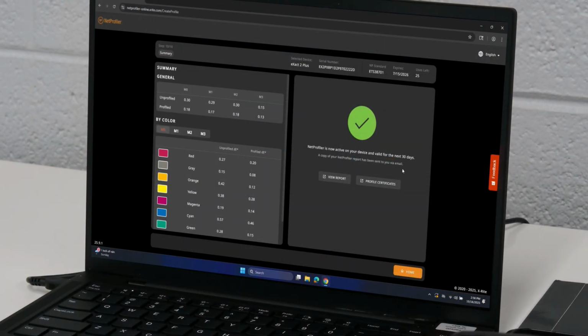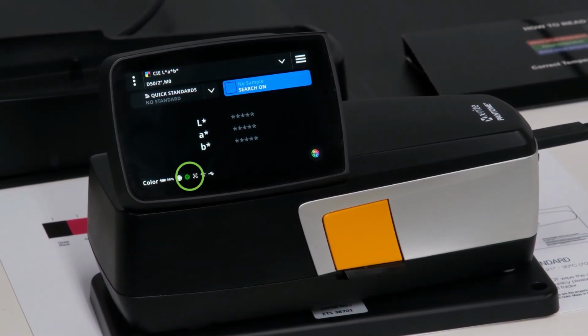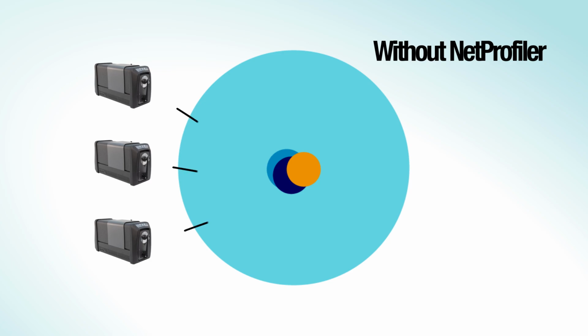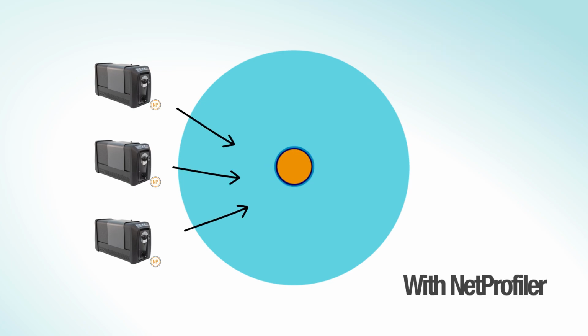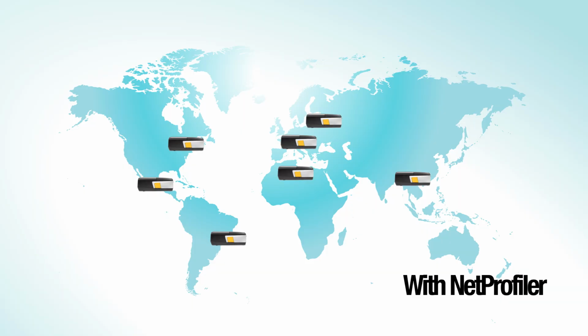If an adjustment is needed, NetProfiler applies a correction profile to your instrument, which digitally corrects the performance of the device. It also ensures inter-instrument agreement, so your color measurements stay consistent across teams, locations, and even around the globe.